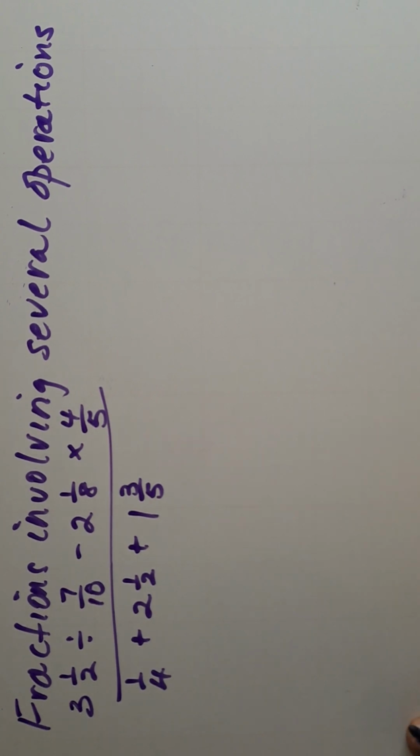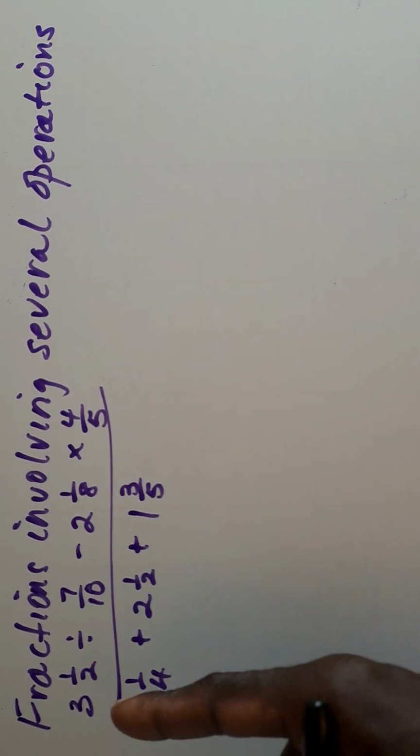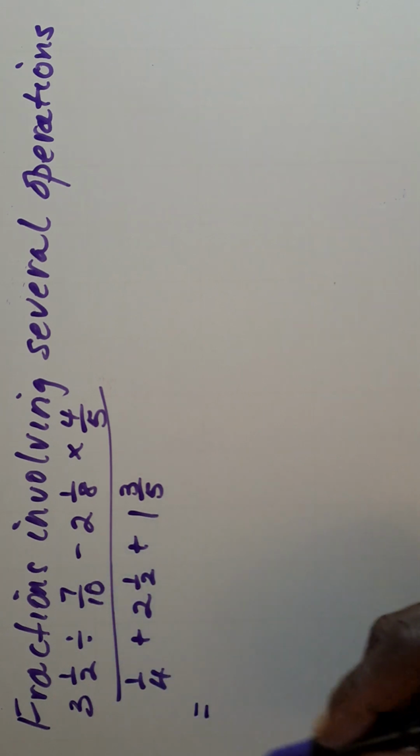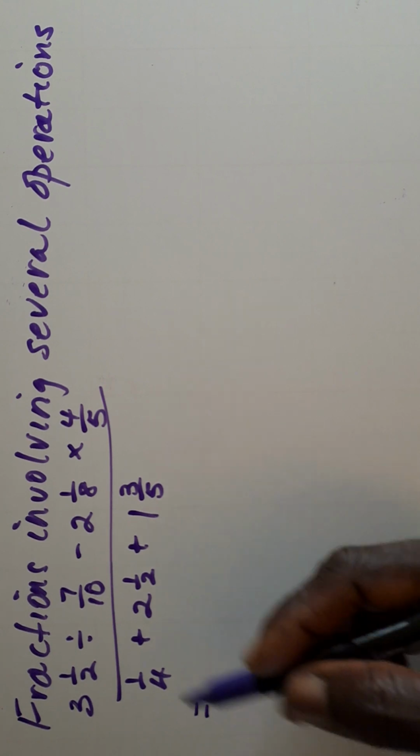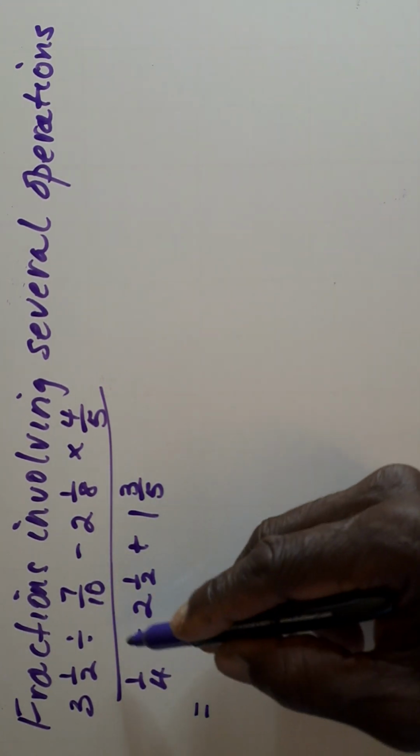Hi there, so continuing fractions involving several operations. Here's a complex fraction that we need to simplify. So first we'll just turn these mixed numbers into improper fractions, and then we can simplify this numerator.